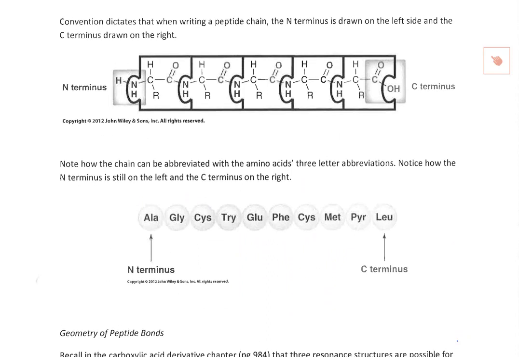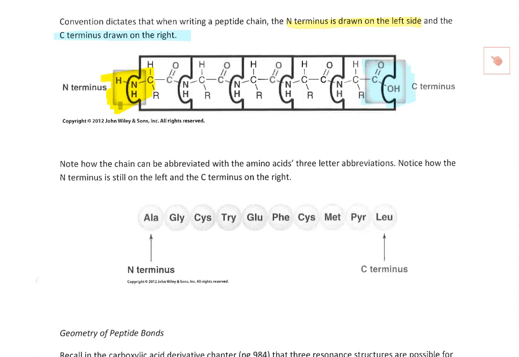So when we start looking at peptides, and this is really something you'll talk more about in biochemistry class, conventionally your biochemistry friends are always going to write the N terminus on the left side and the C terminus on the right side. So notice how my C terminus is over here and my N terminus is over here. And if you think about it, it kind of makes sense, right?